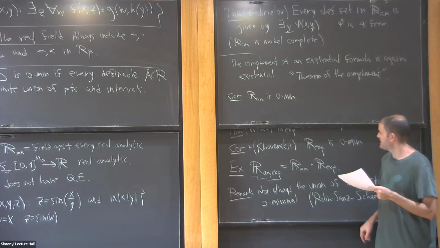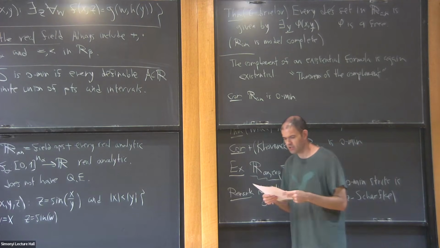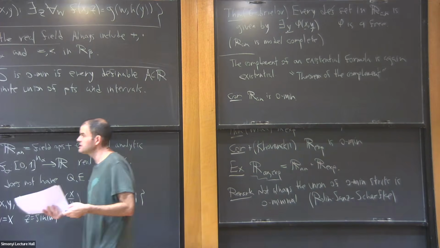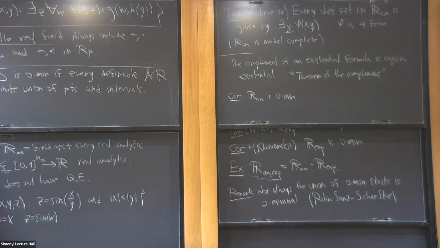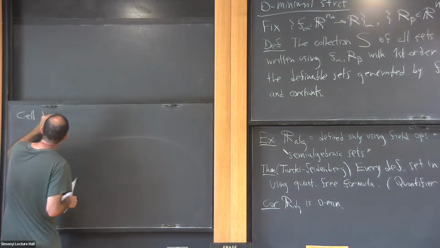Okay, so this is maybe the last structure I wanted to explicitly mention. And now I want to give one theorem about o-minimal structures, which is kind of the most important theorem. It's called cell decomposition. Okay, so cell decomposition.